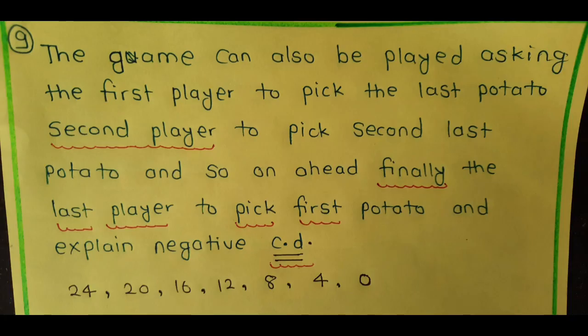To increase the difficulty level of the problem, now ask the first child to collect the last potato, the second child to collect the second last potato, the third child to collect the third last potato, and the last child to pick up the first potato. Ask the children to note down the total distance traveled by each runner. Then ask them to find out the common difference of the terms.